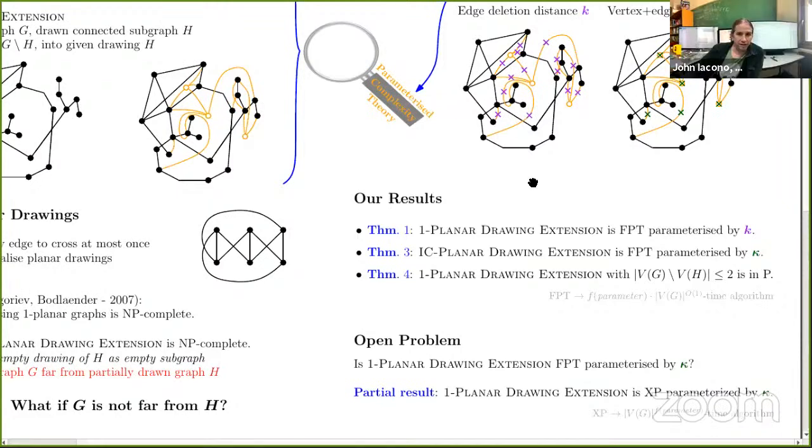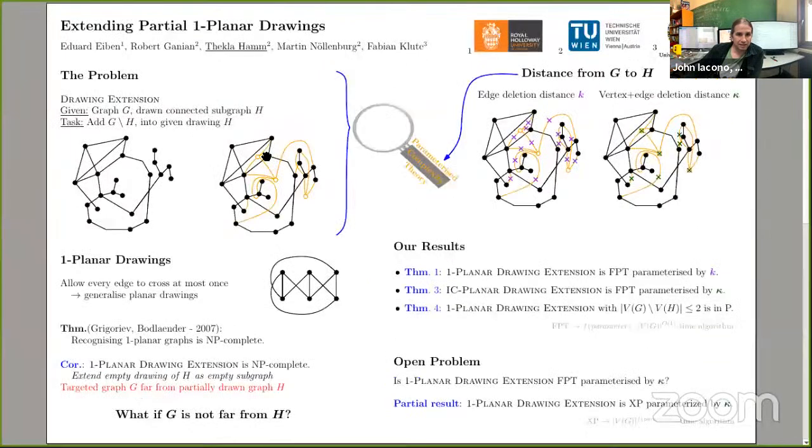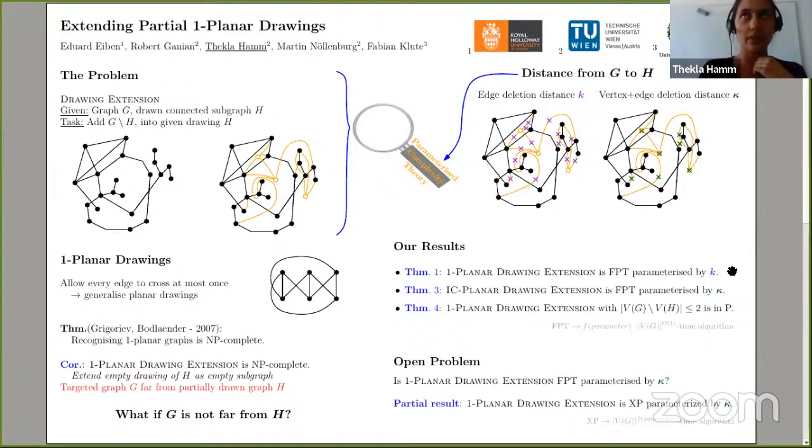Thank you. Are there any questions? I can ask, so this is all focused on one planar drawings. Is there any hope of having it FPT in 2, 3, 4, 5, 6 planar drawings as well? I believe so, at least. So at least for the edge deletion distance, we've discussed this a tiny bit, and we think our techniques carry over for that.